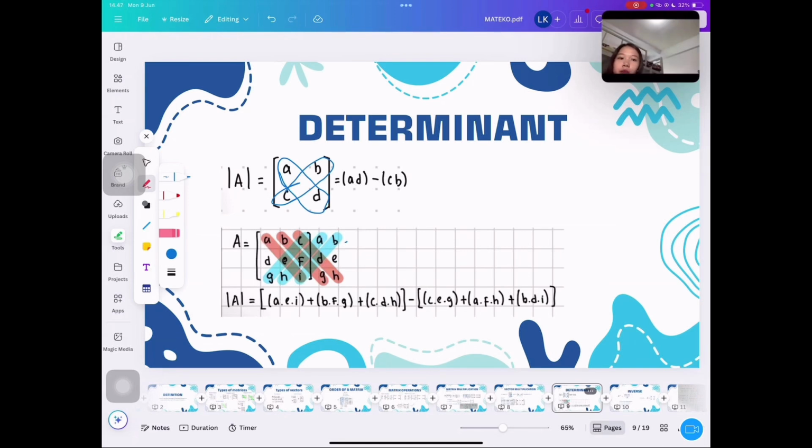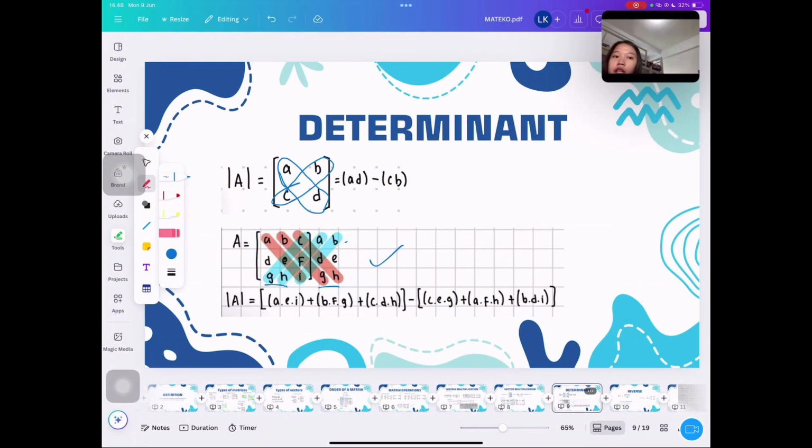And now I will explain how to calculate the determinant of a 3 times 3 matrix using the Sarrus rule. So here we have a 3 by 3 matrix. Matrix A is A, B, C, D, E, F, G, H, I. The first step is to copy the first two columns into the matrix to the right side. This will help us clearly see the diagonal patterns.